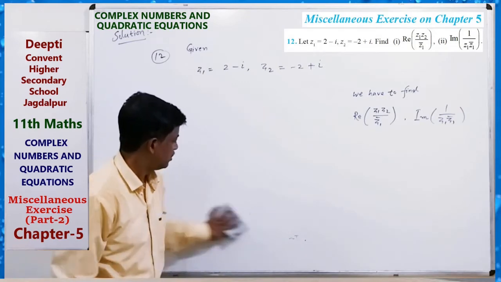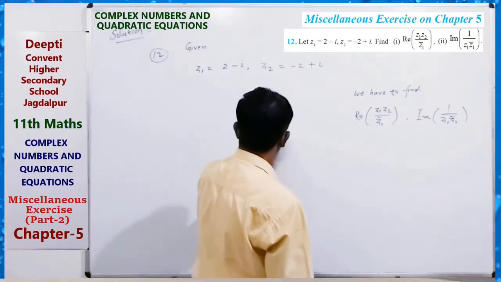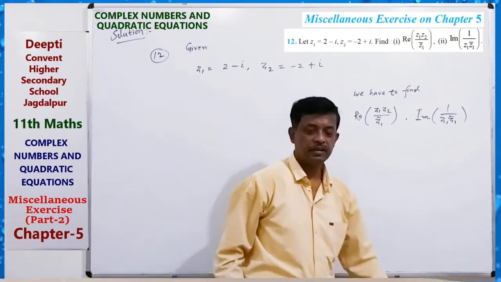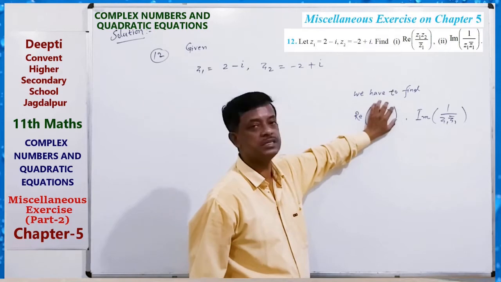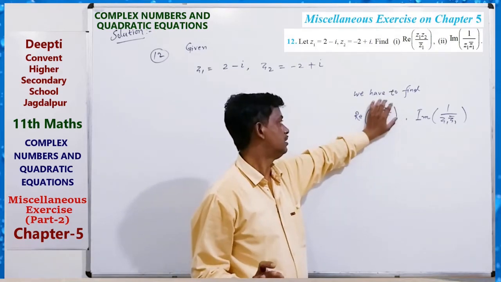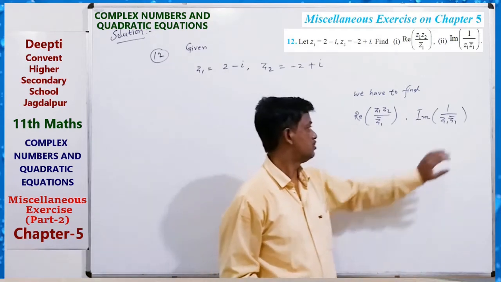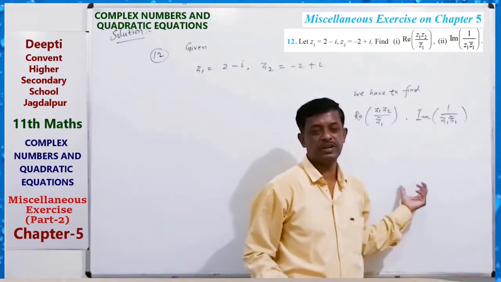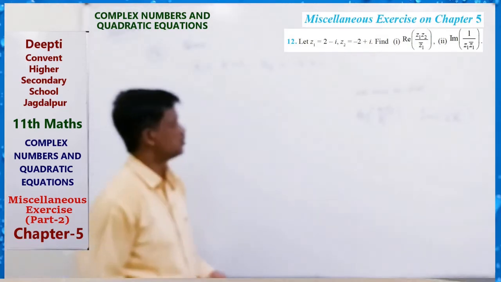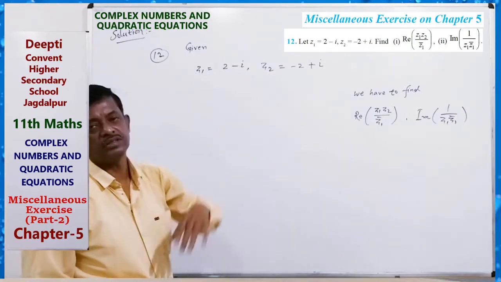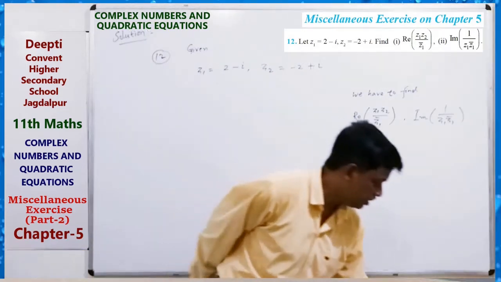You can get it by finding the value of this first. Real part of this complete combination is a complex number. So get it in terms of a plus ib, then just write the real part, and also get the other as complex number a plus ib, and comparing imaginary parts we can get it. So here z1 equals to this, z2 equals to this, these are particular values. So we have to find first this value, z1 bar.